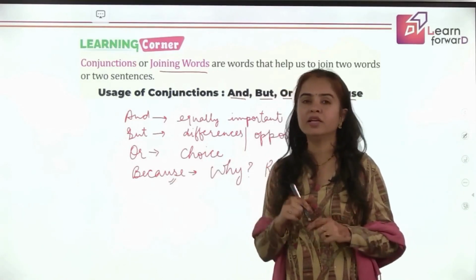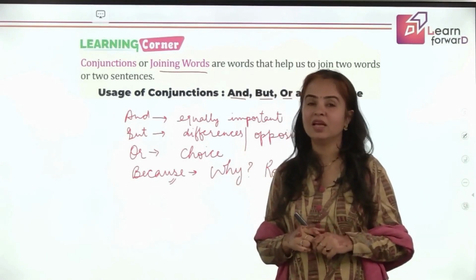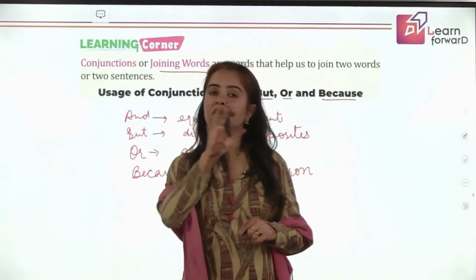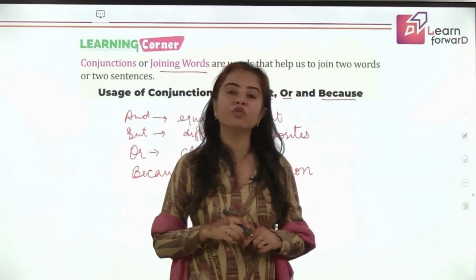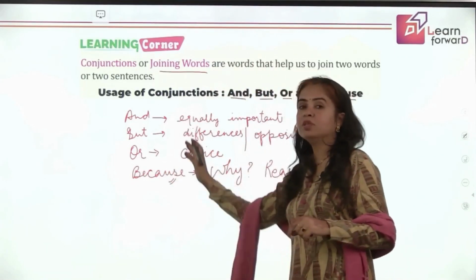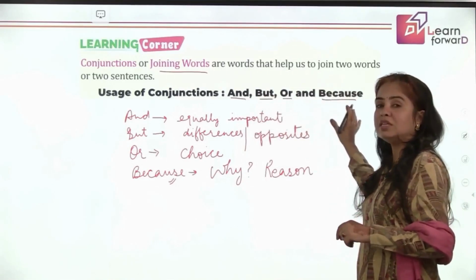Suppose you get late to school and the teacher asks you, why are you late today? How do you say? You say, because I missed my bus today. So because is followed by the reason of your coming late to school. So this is another conjunction. I hope this will help you out. Know the uses of all these 4 conjunctions.